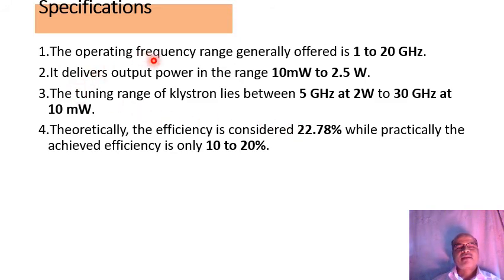Specifications: the operating frequency range generally offered is 1 to 20 GHz. It delivers output power in the range of 10 mW to 2.5 watt. The tuning range of the klystron lies between 5 GHz at 2 watt to 30 GHz at 10 mW. Theoretically, the efficiency is considered as 22.78%, while the practically achieved efficiency is only 10 to 20%. So these are the technical specifications of the reflex klystron.